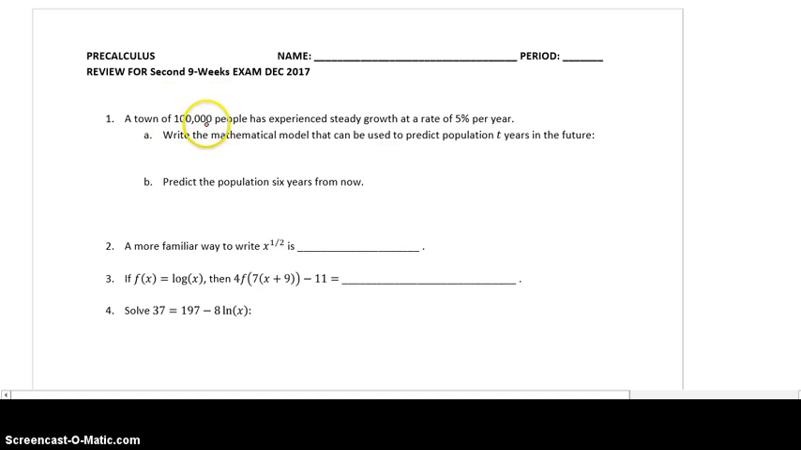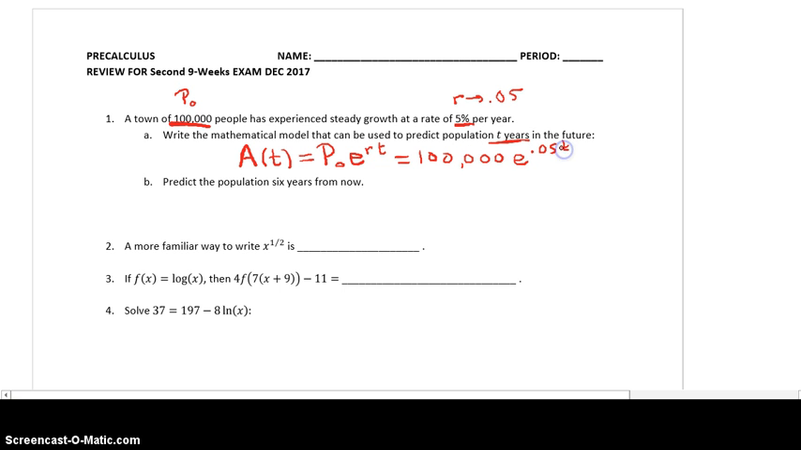In problem number 1, this is our initial population, p sub 0, and our growth rate here is r, and since we want this in decimal, we're going to convert that to 0.05. And so we'll just put together the function that describes this. So a is a function of t. Remember, we're looking for being able to calculate population t years into the future. It is going to be equal to our model, p sub 0, e to the rt, and filling in some numbers here, we get 100,000 times e to the 0.05t.